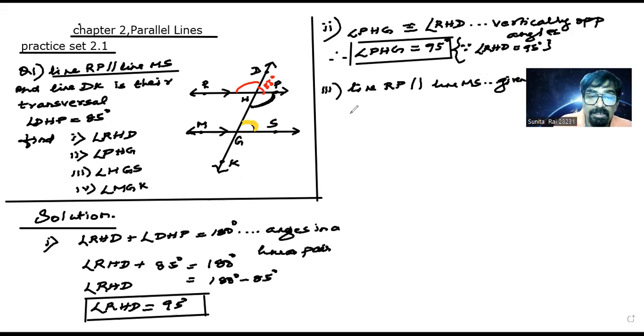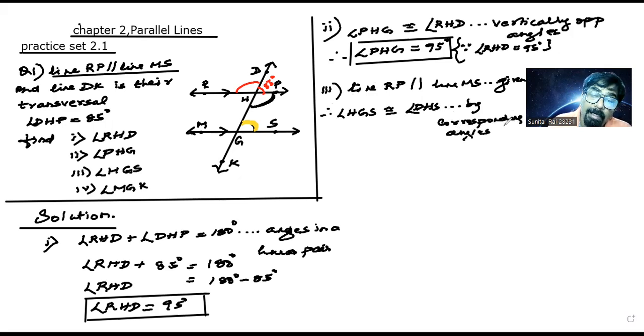I want this angle HGS. So do you agree? Angle HGS, therefore, because the lines are parallel, that's why this happens. So we say, therefore, angle HGS is congruent to angle DHP. What is the reason, children? By corresponding angles theorem. You have to write the whole thing like this, okay?